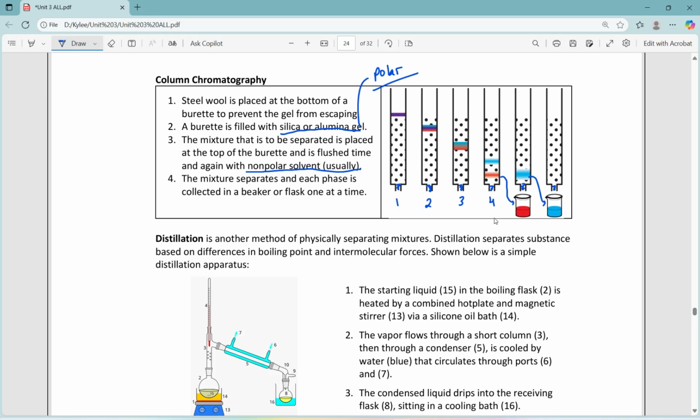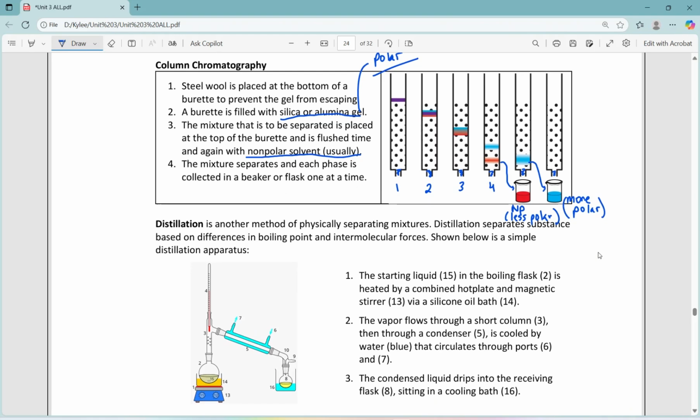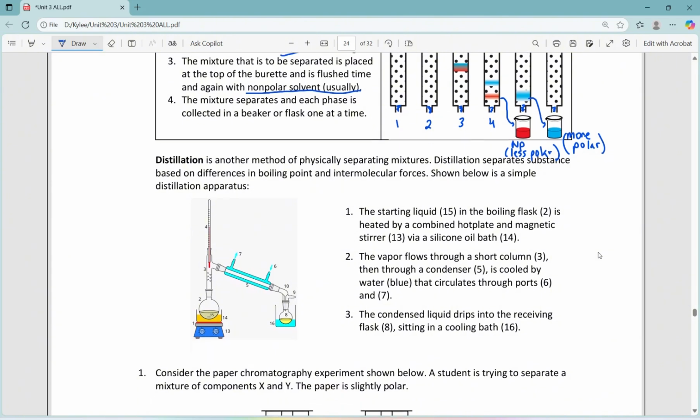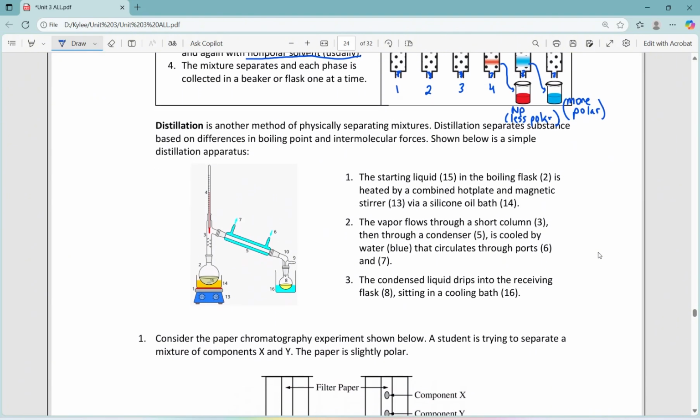So usually whichever one is non-polar is going to come out quicker. So if I was comparing these two guys, a non-polar one, or less polar, I should say, would be the red one because it comes out first. It goes with the solvent. And the one that is more polar is going to get stuck in the column and take a little bit longer to come through. Another method of physically separating mixtures is called distillation.